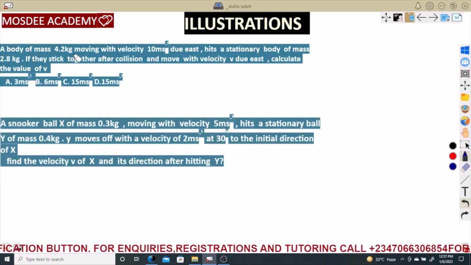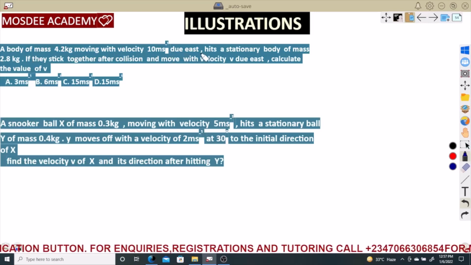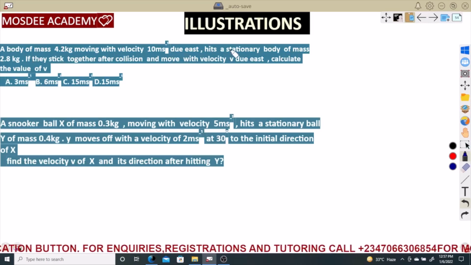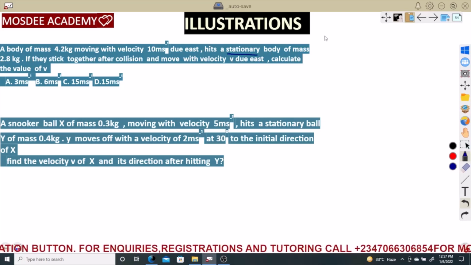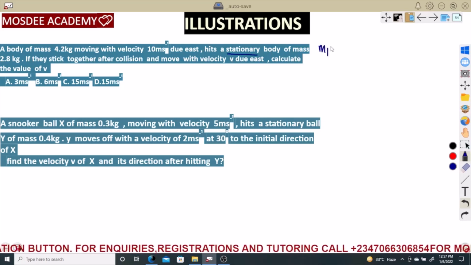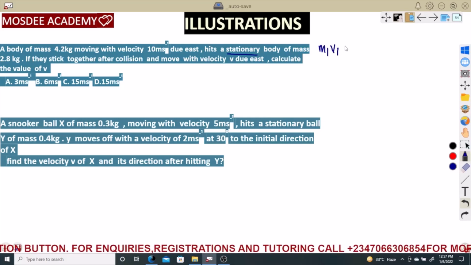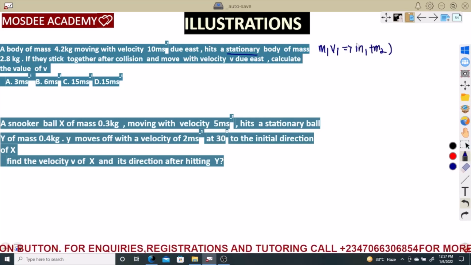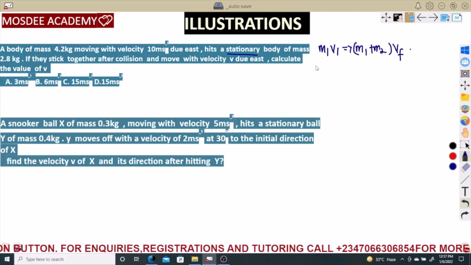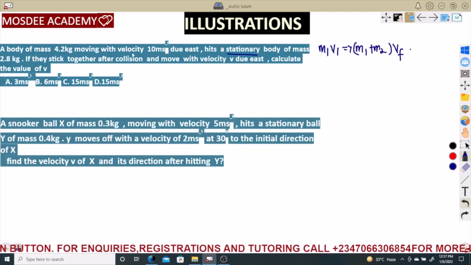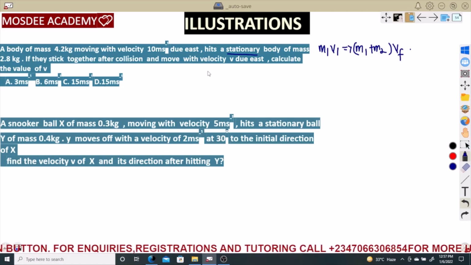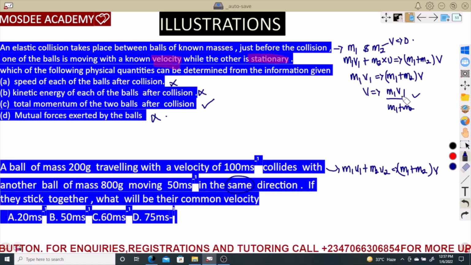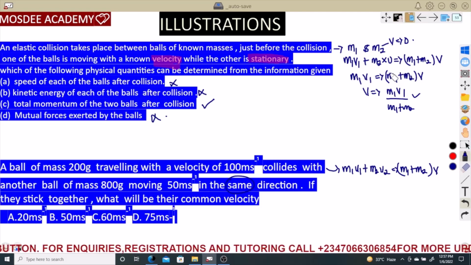So the last slide is wow. A body of mass 4.2 gram moving with a velocity due east hits a stationary body of mass. If they stick together, you can say, just like what we did with a stationary body, m1 v1 is equal to m1 plus m2 multiplied by their final velocity. So this is the same thing. You are going to do this and this, then multiply by their final velocity. Why am I not adding the other one? Because it's stationary, just like what we did here. So always keep that at the back of your mind.